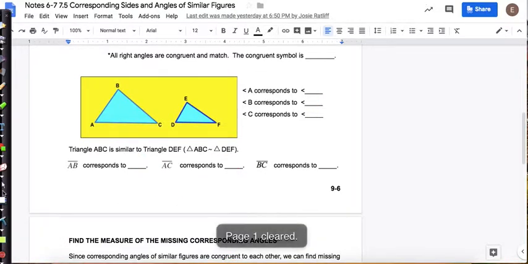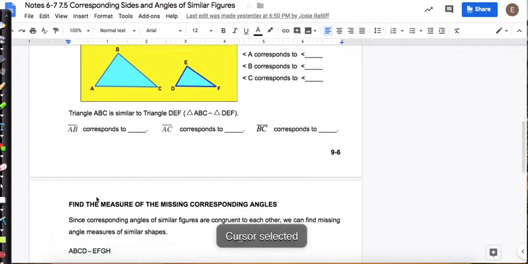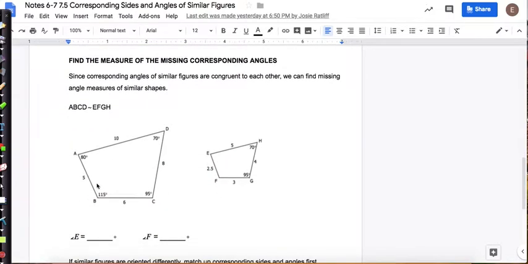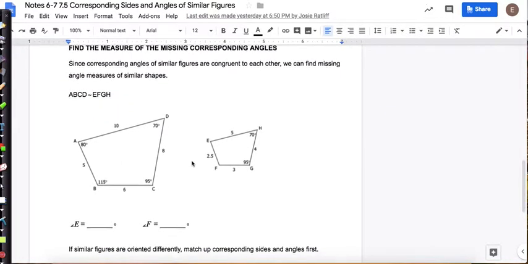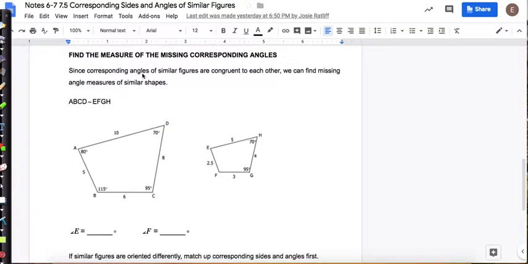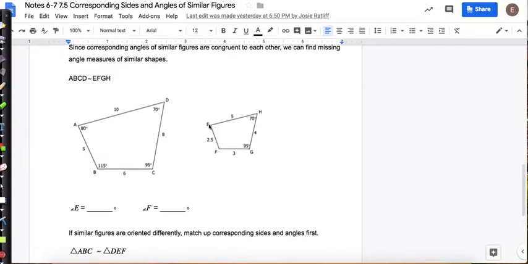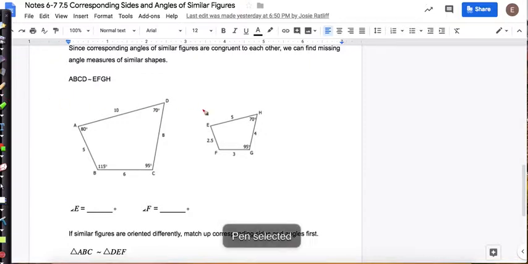Okay, so now let's look at angles. And we said similar figures have congruent angles. So if we know they're similar, which it tells us right here by the similar statement, then we can figure out the angles. Since the corresponding angles of similar figures are congruent to each other, we can find missing angles of similar shapes.